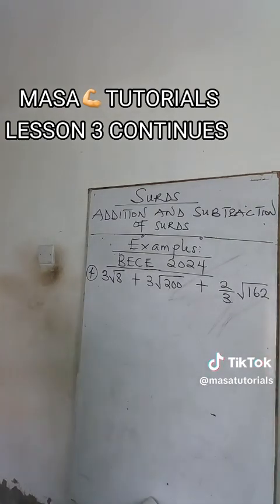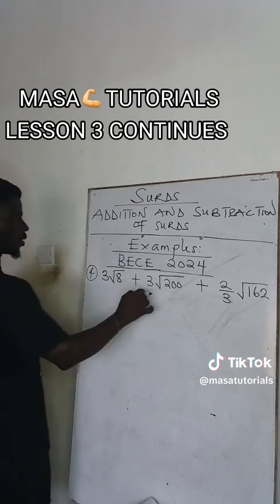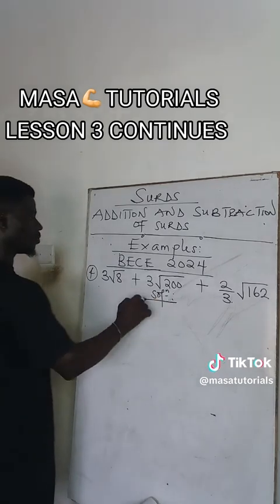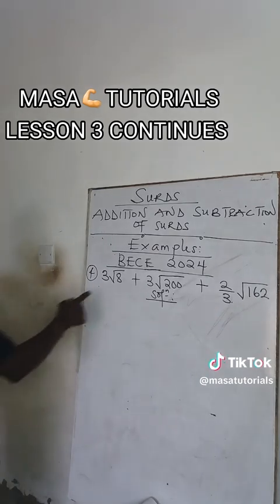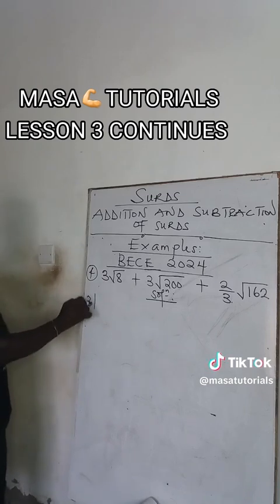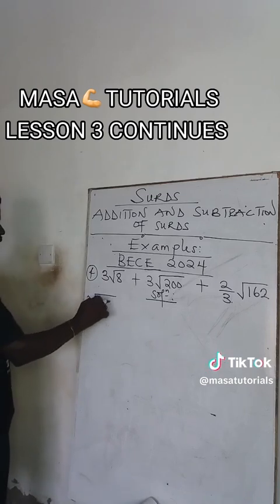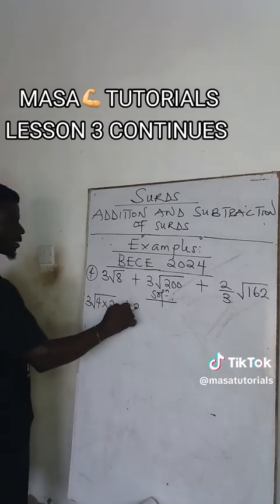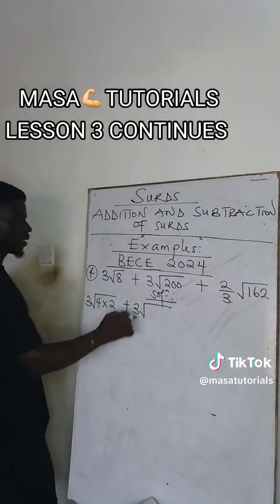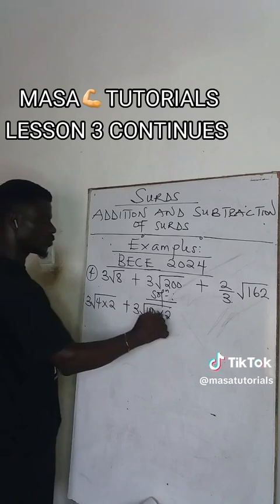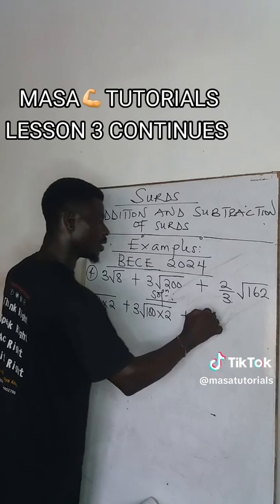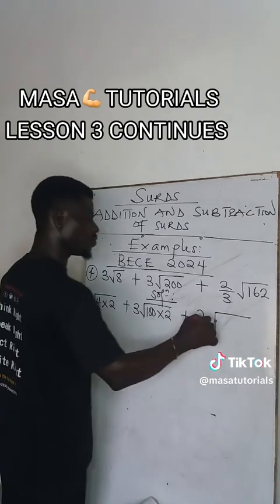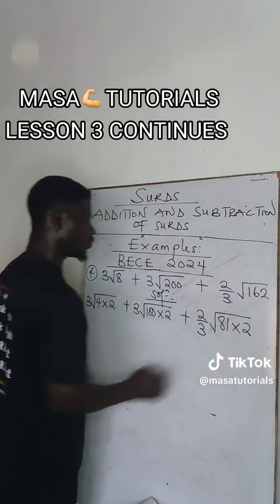Alright, so we have to simplify this. So, solution. Let's see how best we can simplify. Now square root of 8, we have 4 times 2. Then plus 3 square root of 200, that would be 100 times 2. Then plus 2 out of 3 square root of 162, we get 81 times 2.